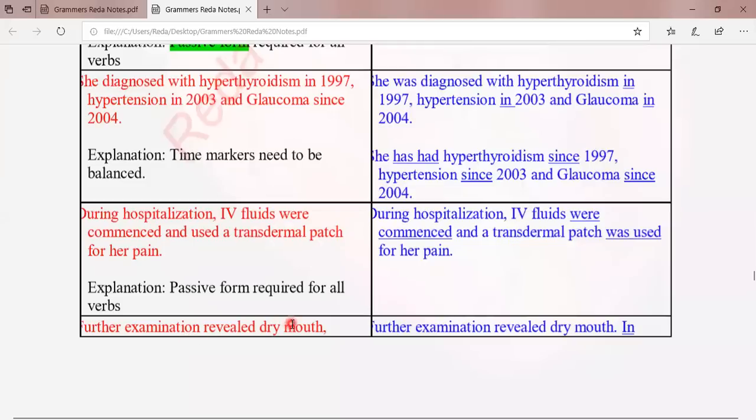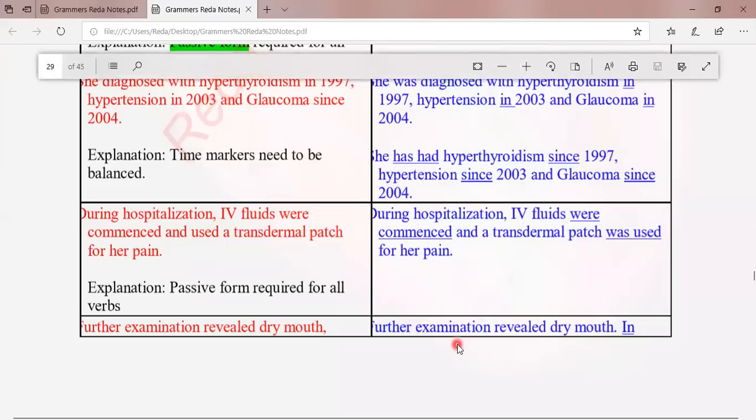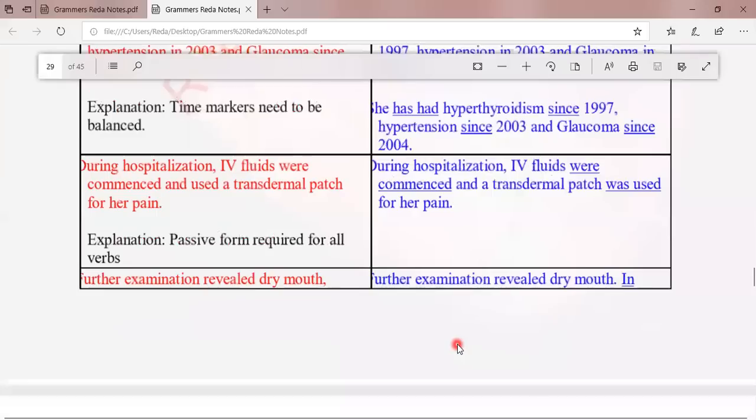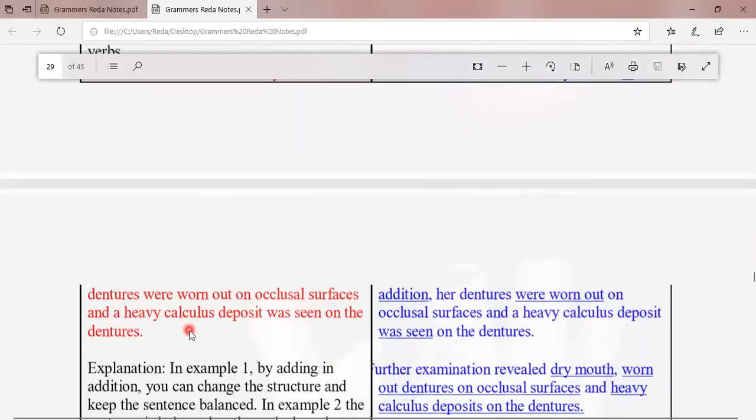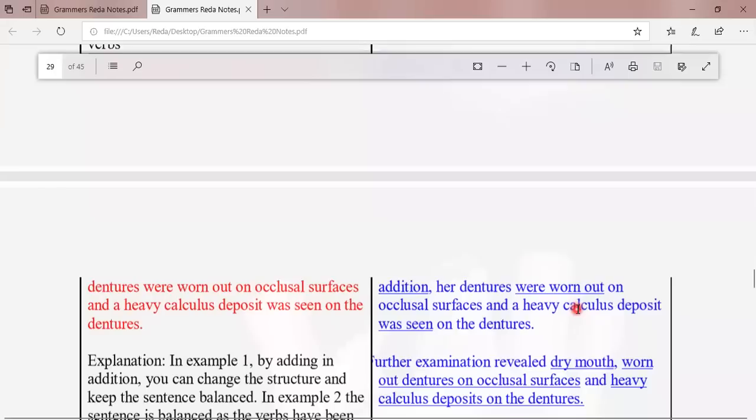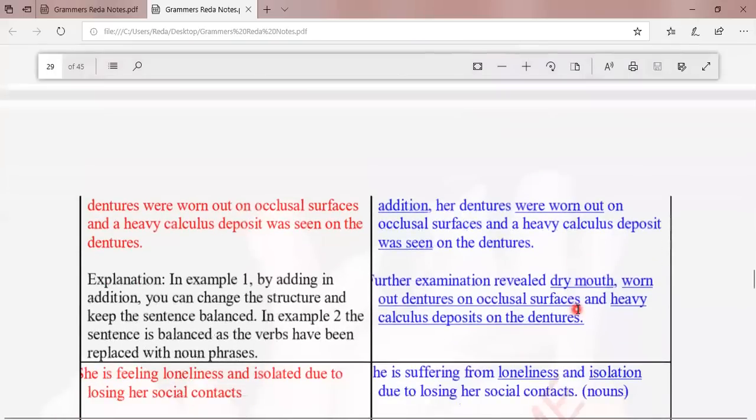Further examination revealed the dry mouth. No, there is a completion. In addition, hair dentures were worn out. Okay, so we have done all writing by this way.